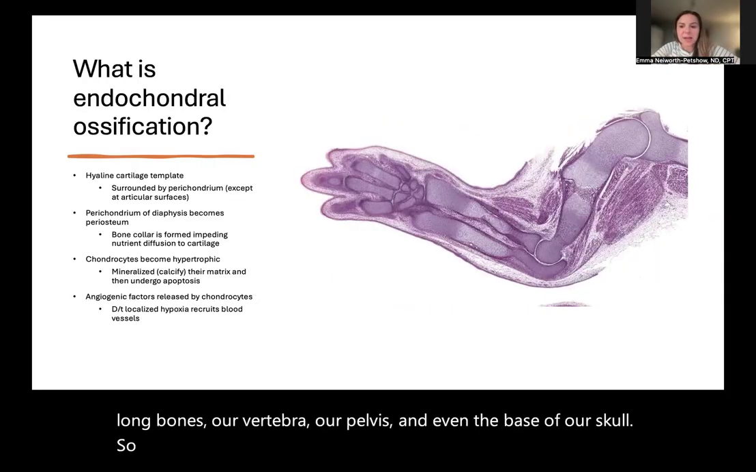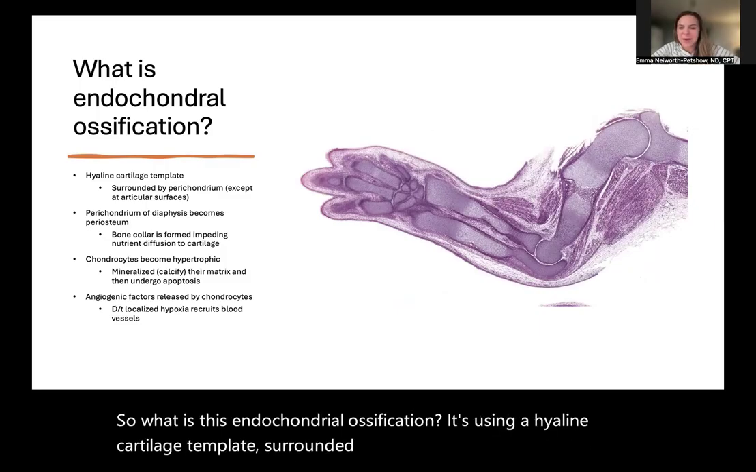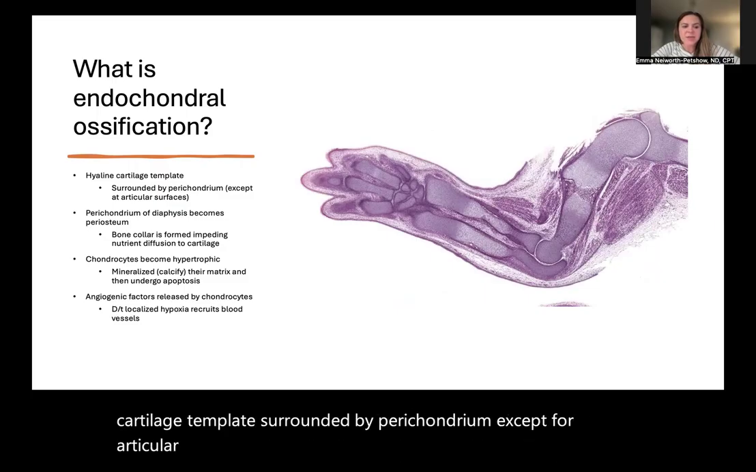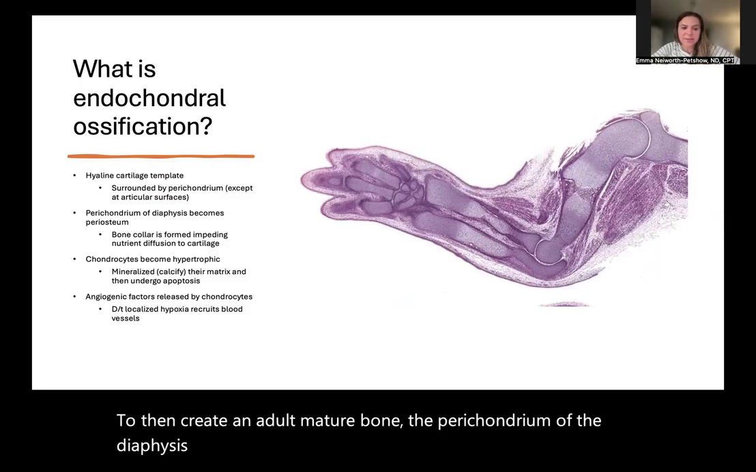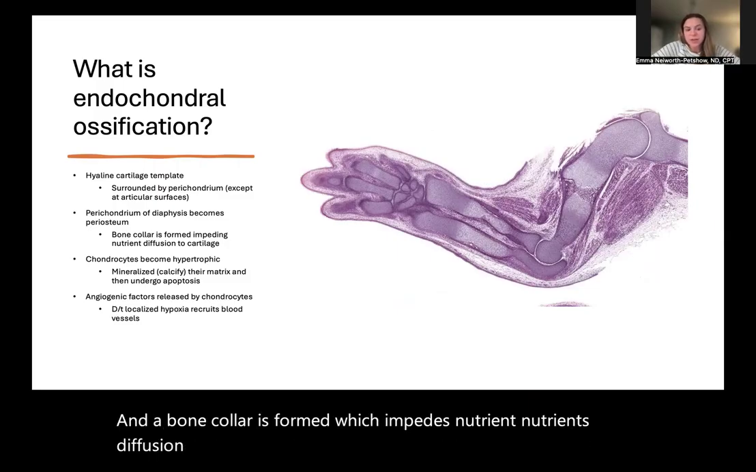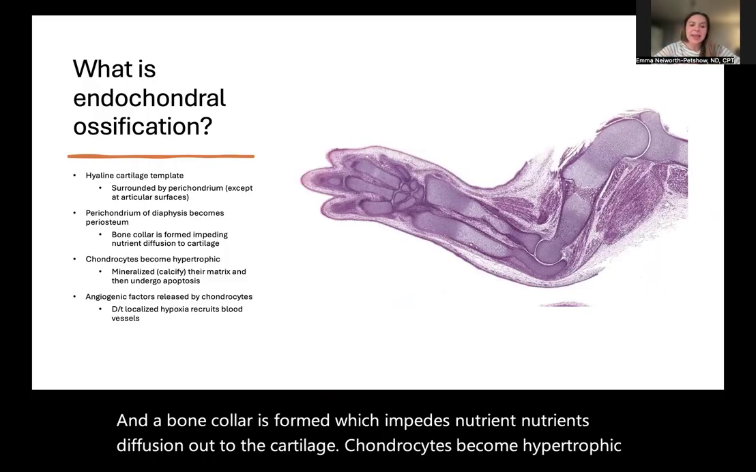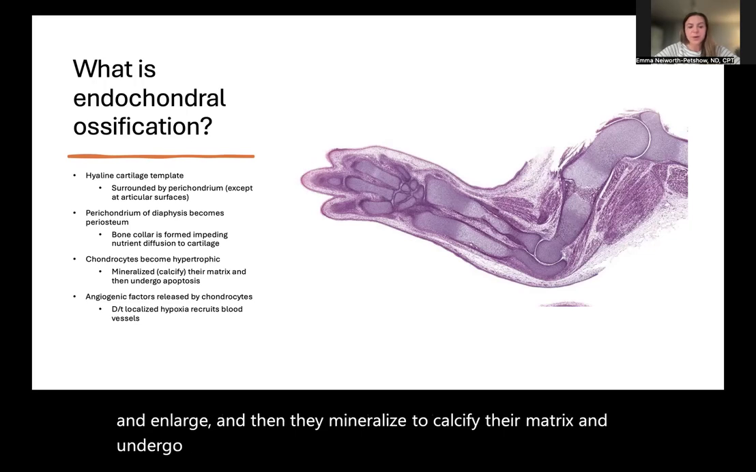So, what is this endochondral ossification? It's using a hyaline cartilage template surrounded by perichondrium, except for at articular surfaces, to then create an adult mature bone. The perichondrium of the diaphysis becomes periosteum, and a bone collar is formed which impedes nutrient diffusion out to the cartilage. Chondrocytes become hypertrophic and enlarge, and then they mineralize to calcify their matrix and undergo apoptosis, programmed cell death.